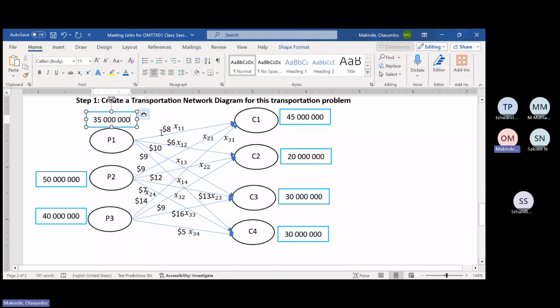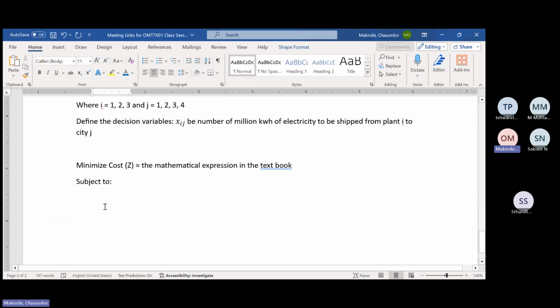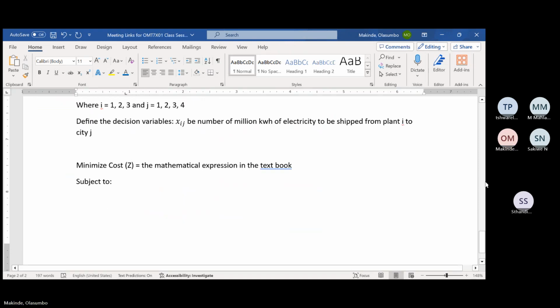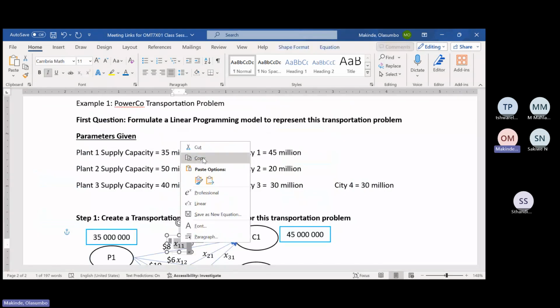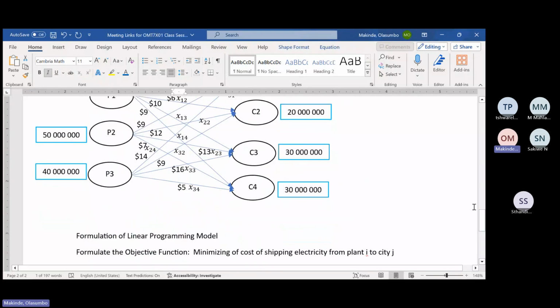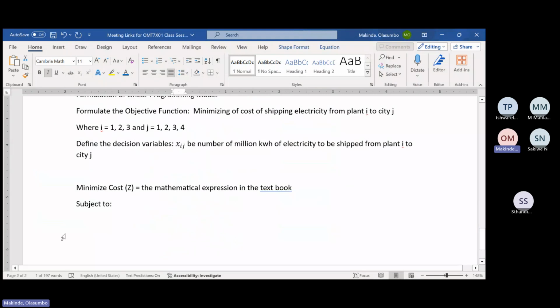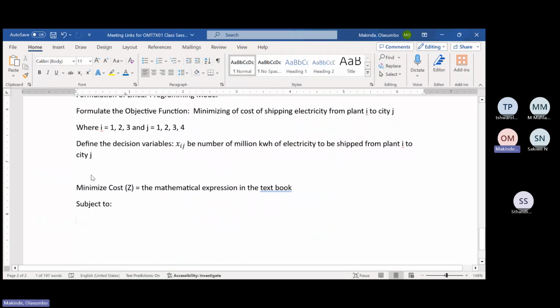Even when we talk about the cost of shipping 1 unit from plant 1 to city 1, it is already 1 million kilowatts. And the cost of shipping 1 million kilowatts from plant 1 to city 1 is $8. So that means when I write now, I will just be saying X11 plus X12 plus X13 plus X14 should be less than or equal to. Don't forget, when we say it must not exceed 35 million, mathematically it means it must be less than or equal to, from your law of inequality.